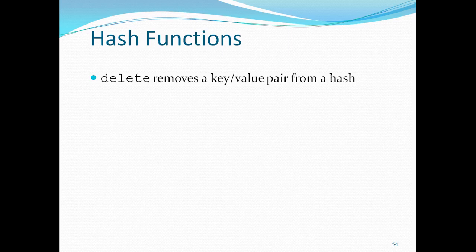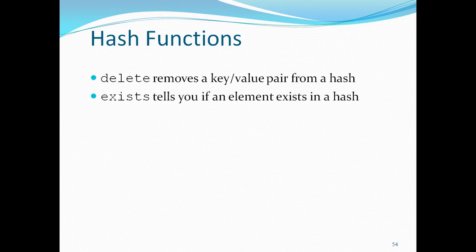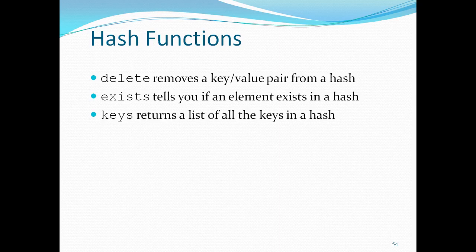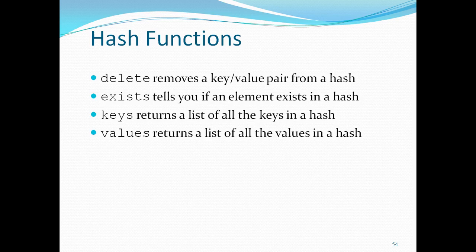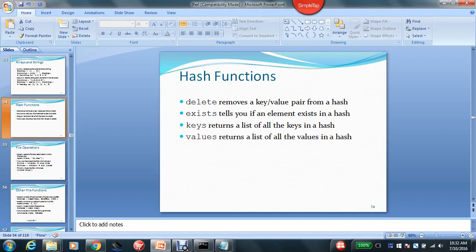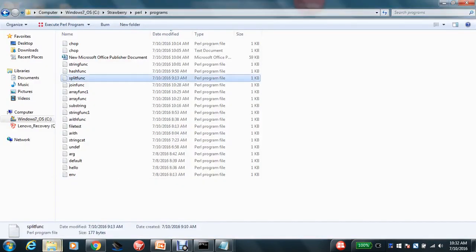Delete is the keyword that can remove a key or value pair from a hash table, and exists tells you if an element exists in the hash, and keys returns a list of all the keys in the hash, and values returns a list of all the values in the hash. So let's try to do some examples or write some programs for this.